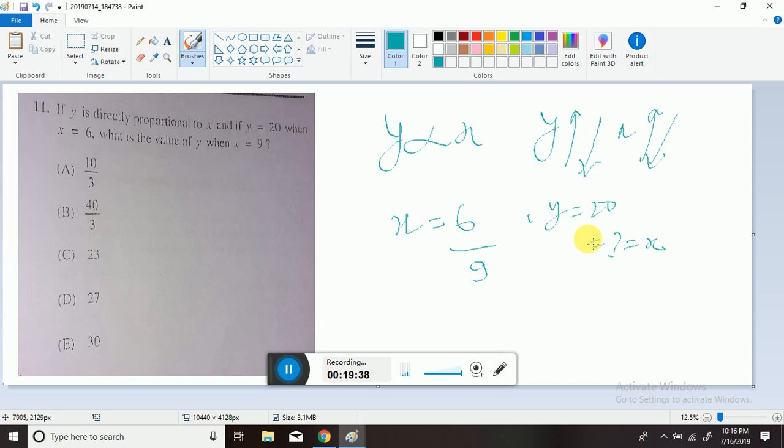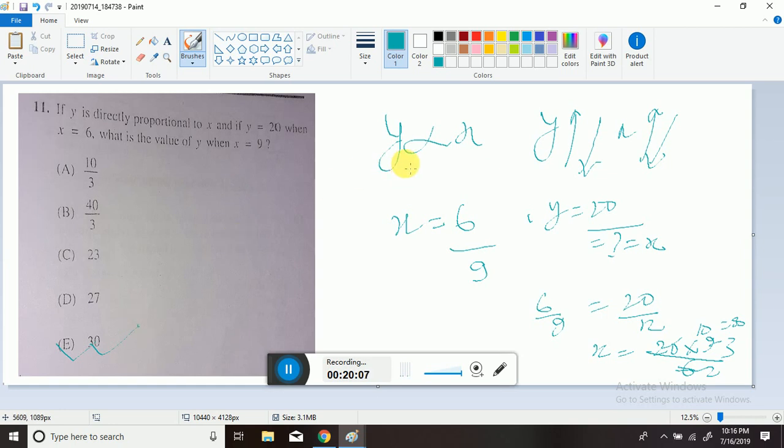It is direct proportion, so just make it equal. So 6/9 equals 20/x. Make x alone. X equals 20 times 9 upon 6. So what will you get here? 3 2s are 6, 3 3s are 9, 2 10s are 20, 10 3s are how much? 30. So x equals 30 is the answer. Yes, option E is our correct answer.